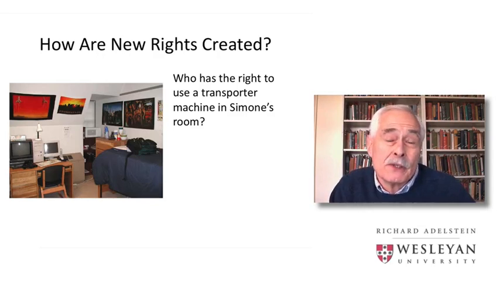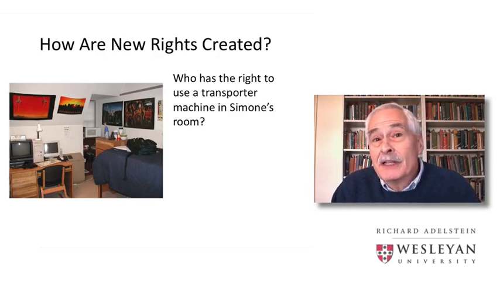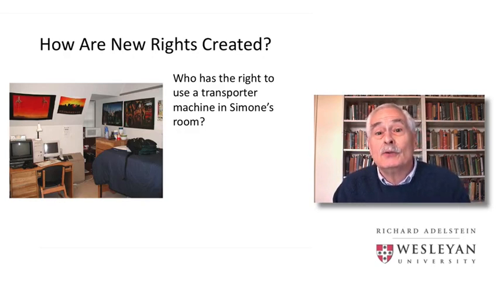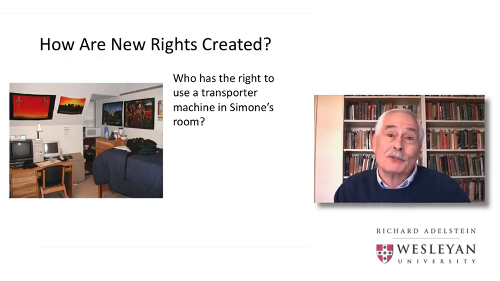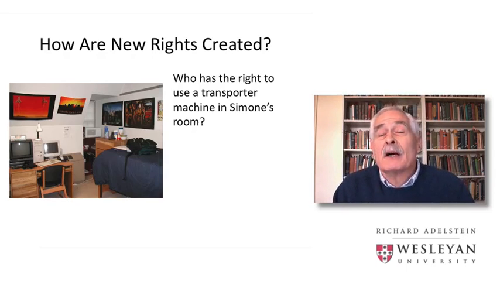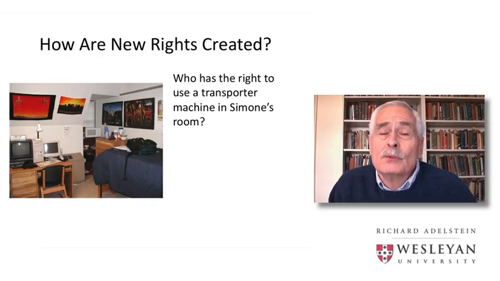And so, because there is no transporter machine, no one's ever really tried to assert the right to use one in Simone's room. Simone has never tried to use it, nor has anyone in Mike's crew ever tried to use it. Indeed, no one has ever tried to use the machine in her room because there is no such machine. But let's suppose that in the near future, somebody is actually able to construct a transporter machine that operates in the way that I've described, and Simone happens to come into possession of one of these machines and asks to use it in her room.